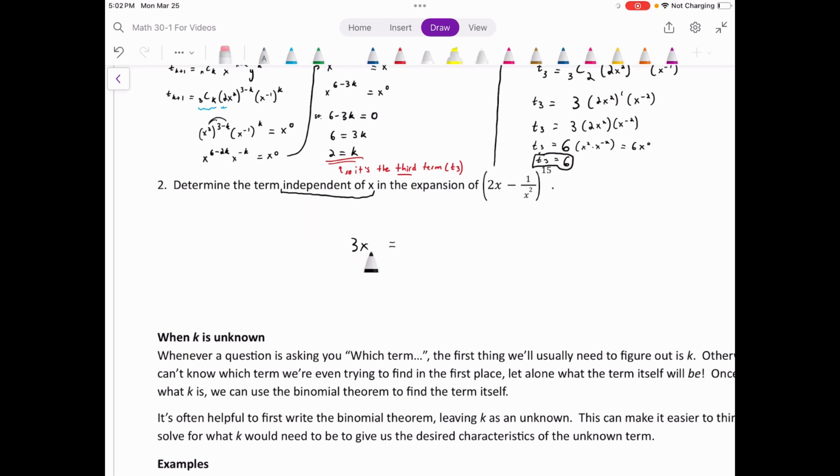If x is 1, then this is 3. But if x is 2, then this is 6, right? However, if I asked you how big is 3, you would say it's 3, right? There's no such thing as, oh, it depends on how big x is.